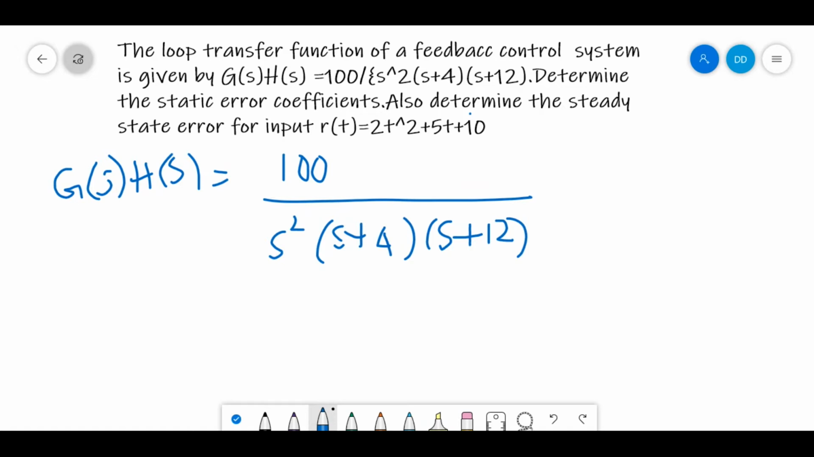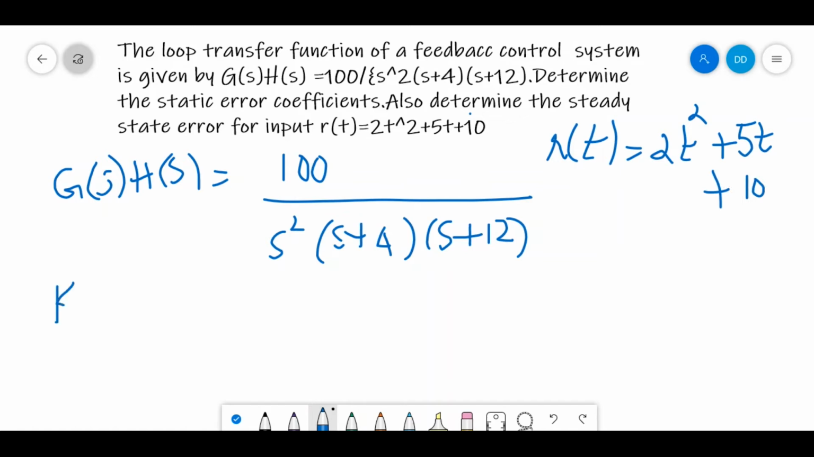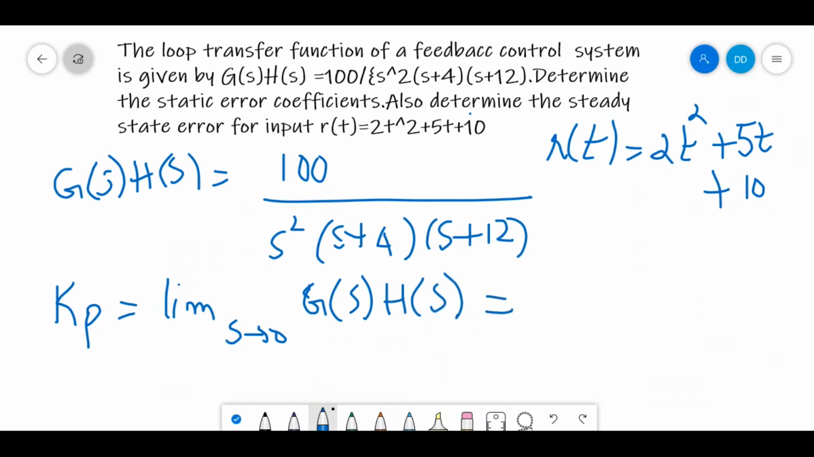Then we have to determine the steady state error for input r(t) equal to 2t square plus 5t plus 10. So we know that the static error coefficient Kp is equal to limit s tends to 0 G(s)H(s). If we substitute s equal to 0 in the above transfer function, we get Kp equal to infinity.